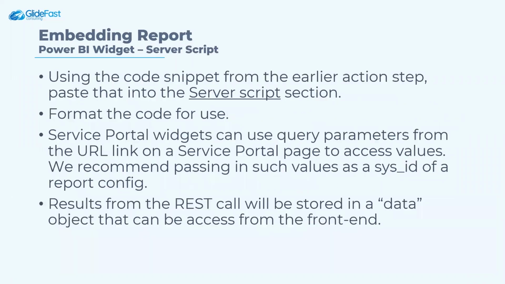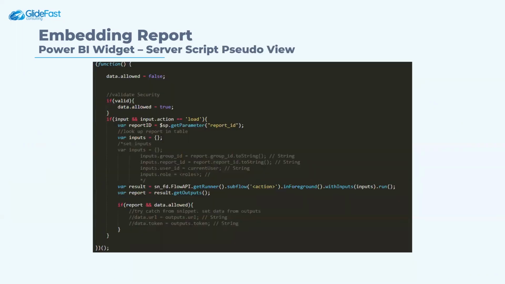This will stop that. So this is where we embed the report utilizing the code snippet that Toan just showed. So we just grab that code snippet, we reformat it, just make it a little cleaner to read, easier to understand. And then we pass that into the server script of the widget. So let's go to the next slide. Here's just how we put it in there.